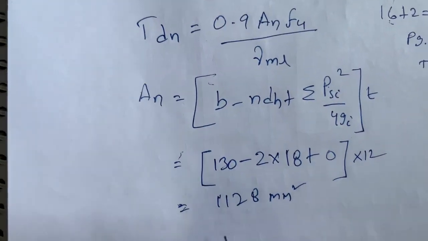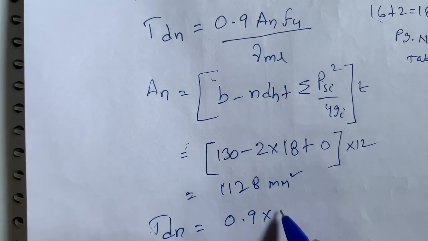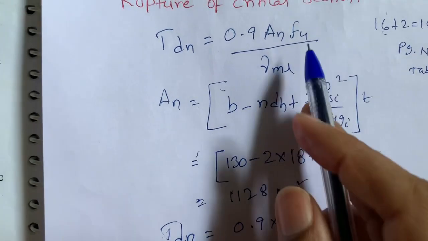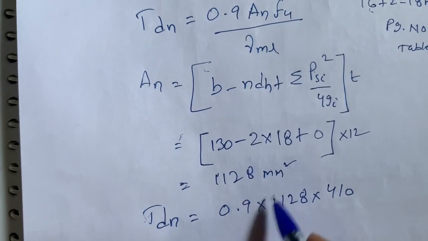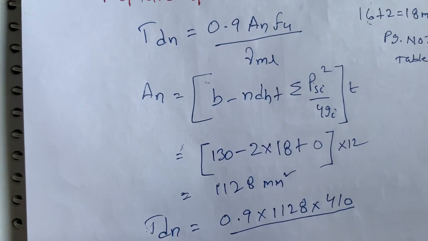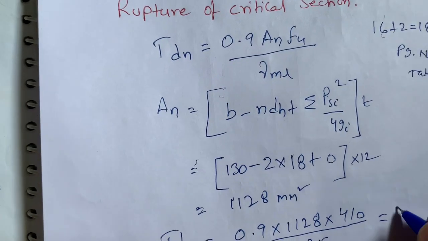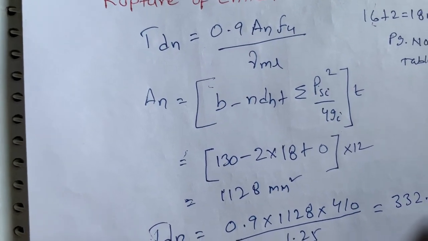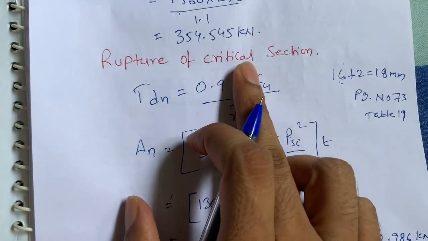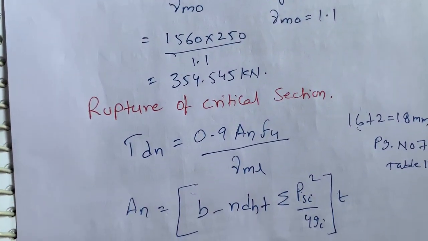So this is Tdn. Tdn equal to 0.9 into An, An is 1128, into Fu, the ultimate stress of the plate. This is available in Table 1, page number 14 in the code book. Gamma m1 is also a partial safety factor, available in Table 5, that is 1.25. After that I got the value 332.986 kilonewtons. This is rupture of critical section. First one is yielding of gross section and second one is rupture of critical section.